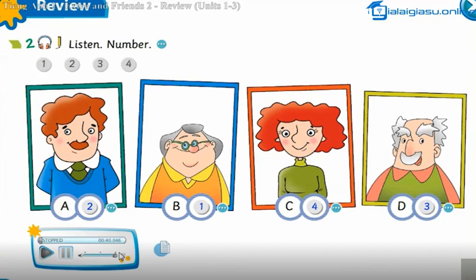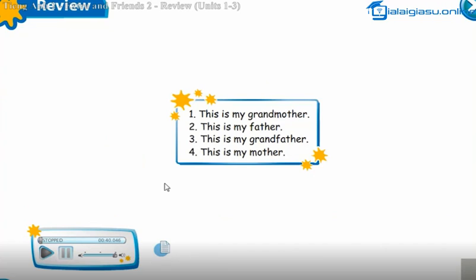Bây giờ cô sẽ cho con nghe một lần nữa, và lần này con hãy đọc theo những thông tin ở đây con nha. 1. This is my grandmother. 2. This is my father. 3. This is my grandfather.